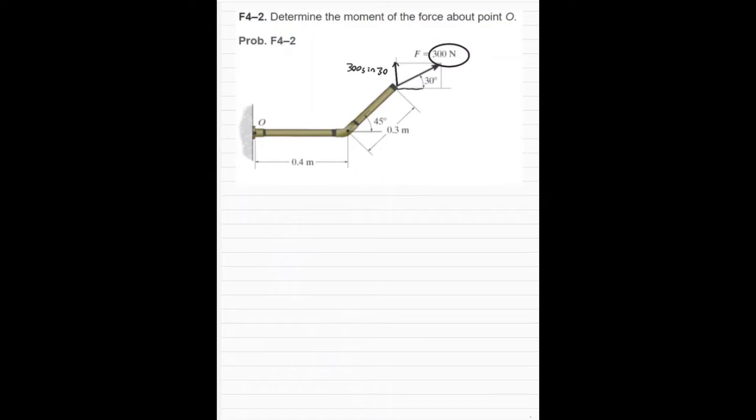Next, let's move on to its x component. The x component is going to be 300 times the cosine of 30, and that's the x component of the 300 Newton force. So now that we found both of the components of that 300 Newton force, let's move on to finding what the actual sum of the moments about point O is.